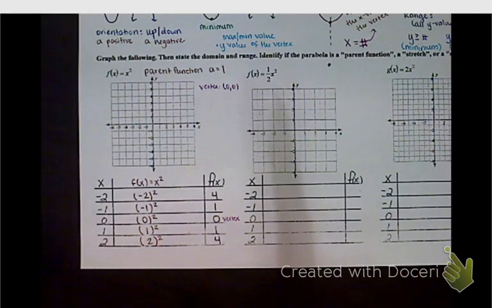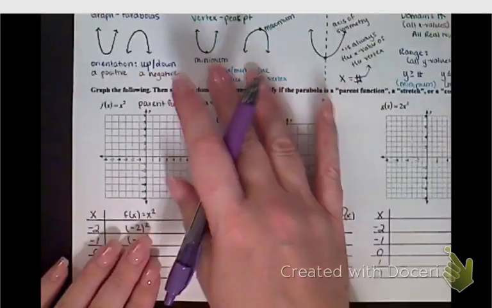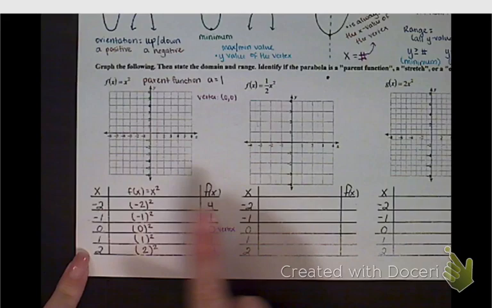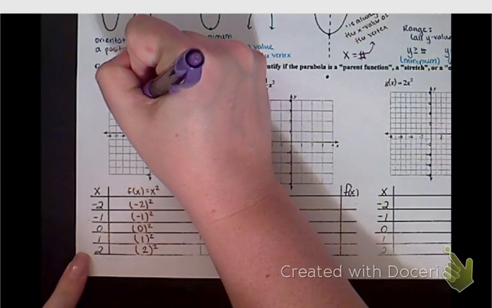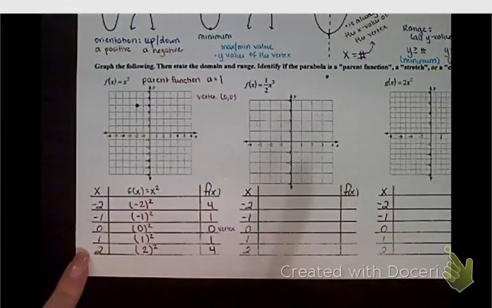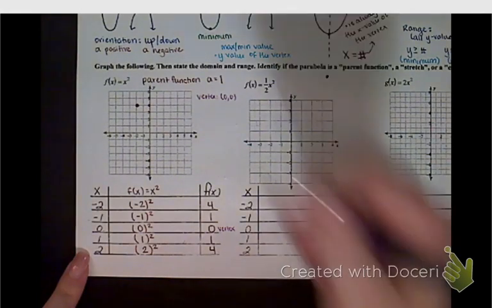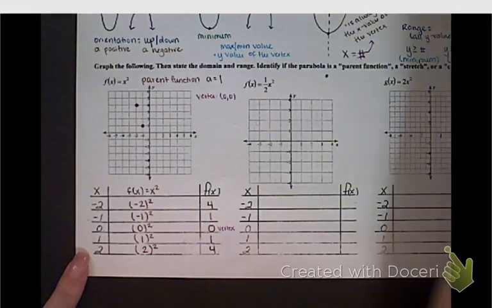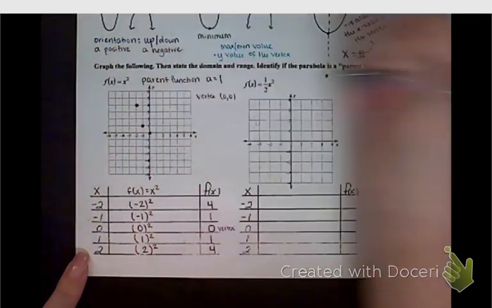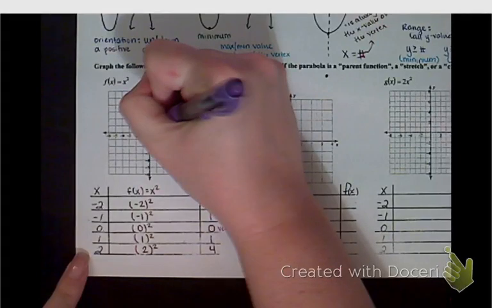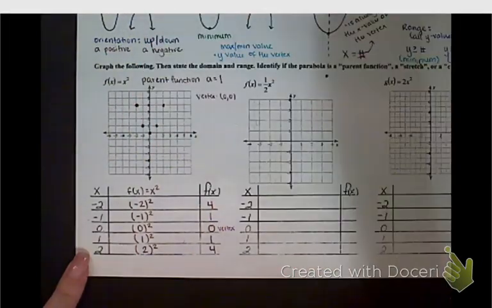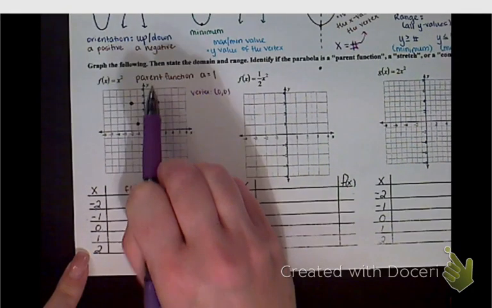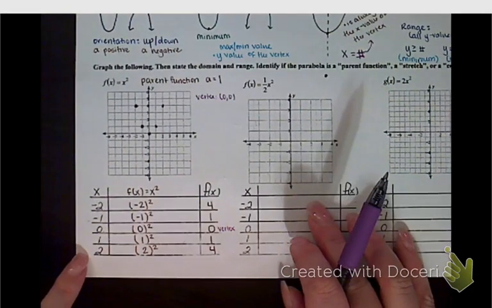Now we'll talk about all of the vocab in a second, but let's plot these points. So -2, +4. -2, 4 is my first point. -1, 1 is my second point. 0, 0 is my next point. 1, 1, and 2, 4. Okay, again, you're going to see symmetry. They're going to line up, because if I was to fold along that vertex or the axis of symmetry, everything's going to match up.